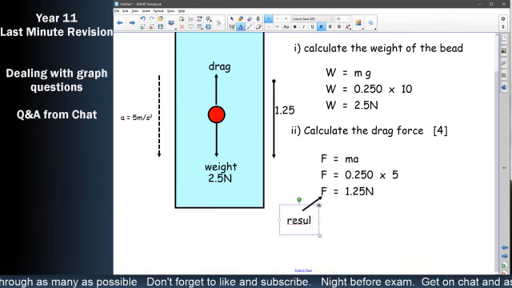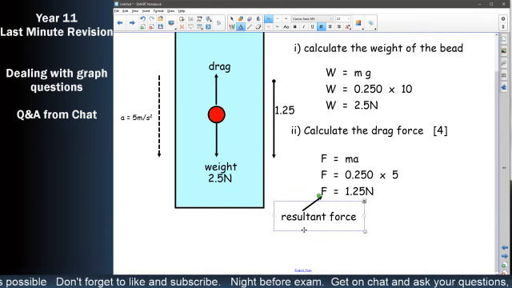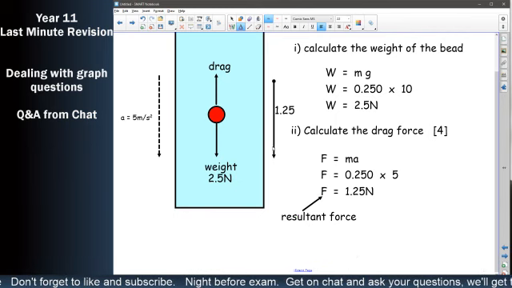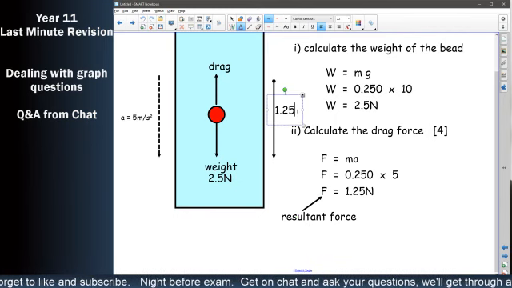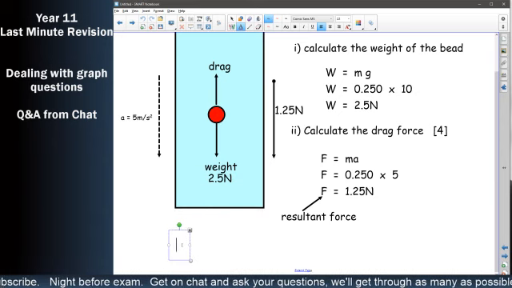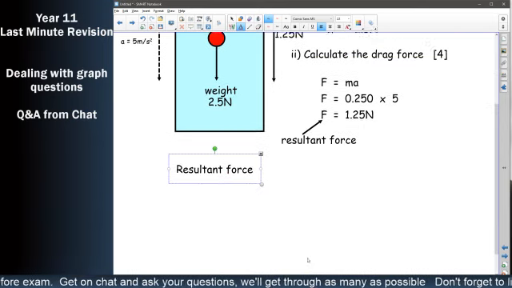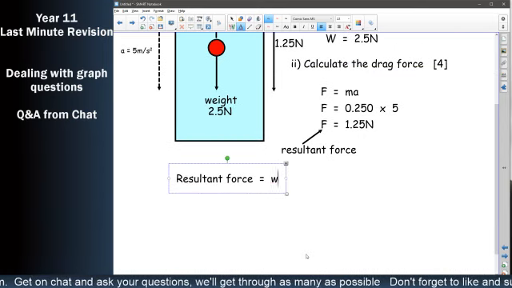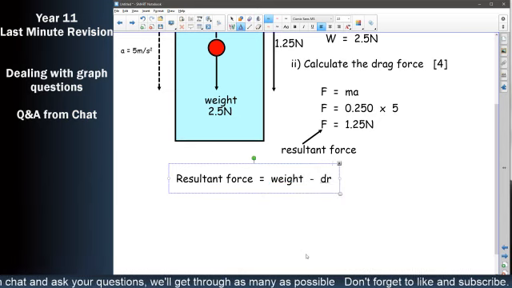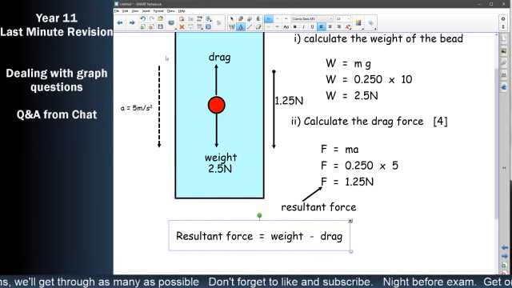This is the resultant force, which is, if I could completely redraw this diagram with just a single force, the only force acting on it would be 1.25 newtons in the downward direction. But that's not what we've got. We've got 2 forces in this diagram. But what we do know is that the resultant force is going to have to be equal to the weight take away the drag. Now I know it's weight take away drag because I know the weight's bigger, because I know it's accelerating downwards. If it was coming upwards, maybe the buoyancy force or the push force upwards was greater than the weight.